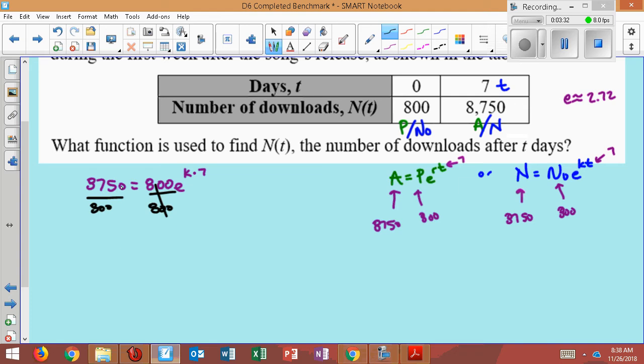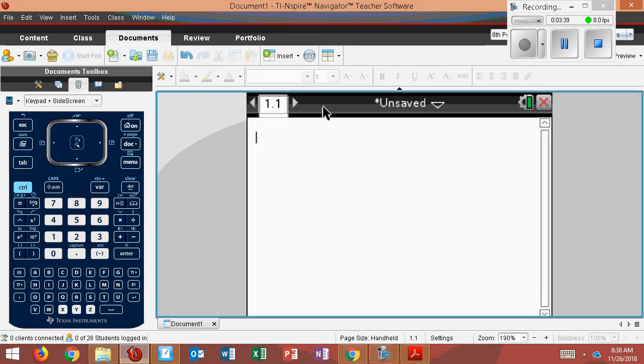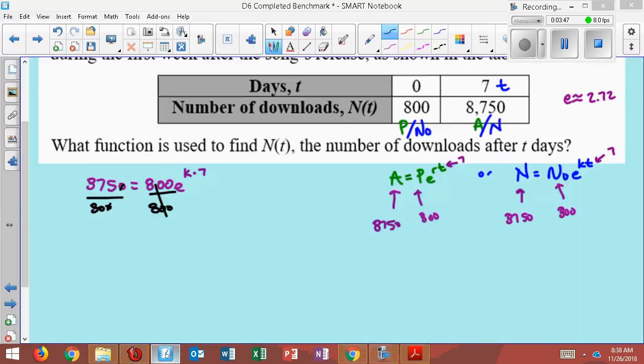So I'd first have this. And I'm not going to reduce too much yet. I'm just going to, well, no, I will. Let's see here. Calculator. 8750 divided by 800. And press enter. It says that is 175 over 16. So I will write that down here. 175 over 16 equals e to the power of 7k.